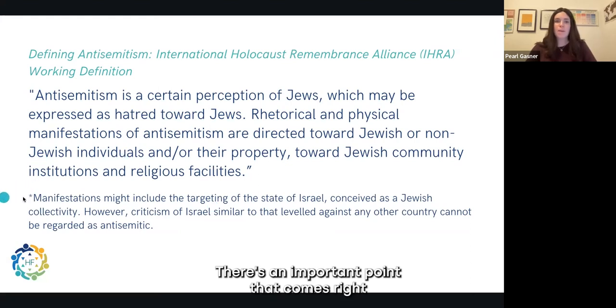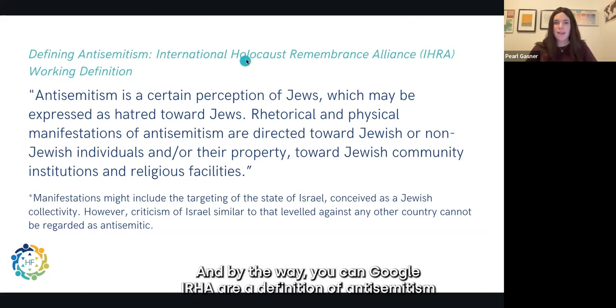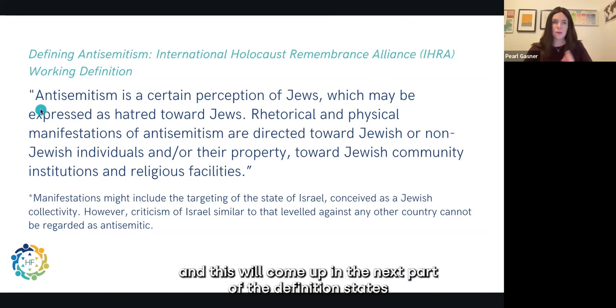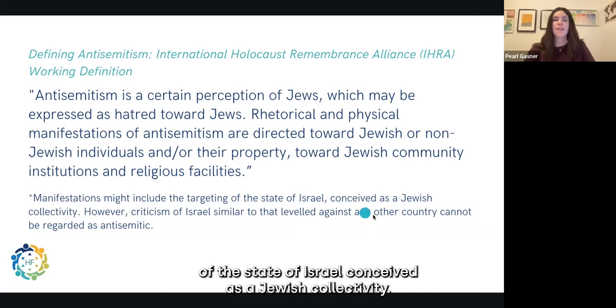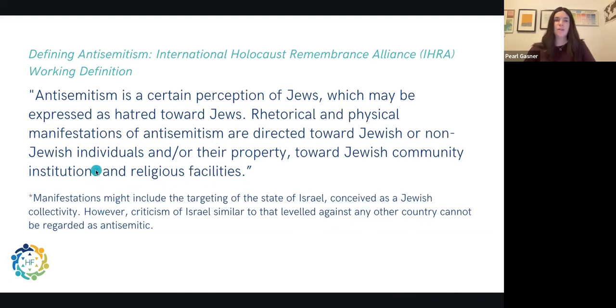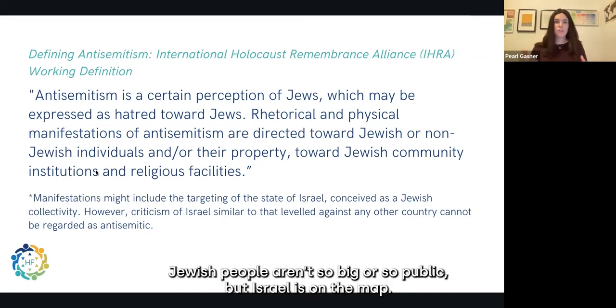There's an important point that comes right after this main part of the definition. And by the way, you can Google IHRA definition of anti-Semitism, and this will come up. The next part of the definition states that manifestations of anti-Semitism could include the targeting of the state of Israel, conceived as a Jewish collectivity. What that means is that today we have Israel, this Jewish state, and Israel pretty much is the most publicly Jewish thing there is in the world today. Individual Jewish people aren't so big or so public, but Israel is on a map.